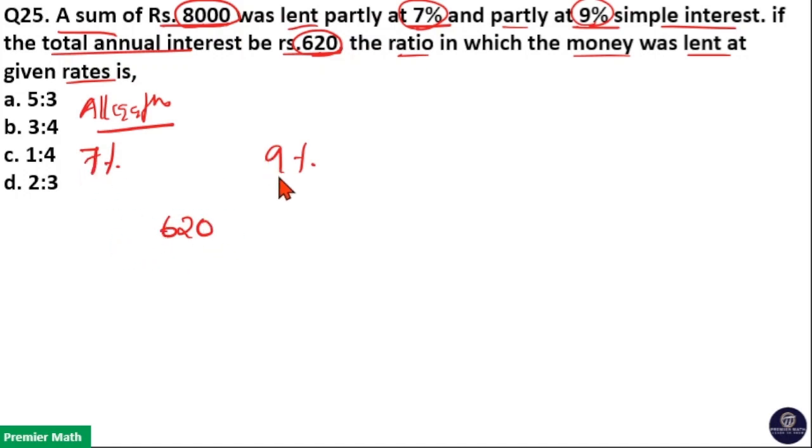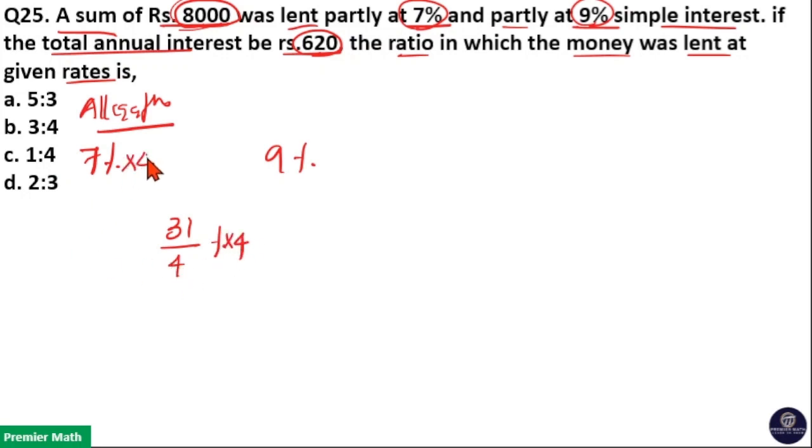That is, the 7% and 9% constitute the 620. But here 7 and 9 are in percentage format, so I should write the 620 in percentage format as well. This 620 is received from a total of 8,000 rupees. So, 620 out of 8,000 in percentage is equal to, 00 cancel, 62 by 8, which is equal to 31 by 4. So the 620 is 31 by 4%. Write it in the middle. Now, to cancel this 4, I will multiply it with 4.